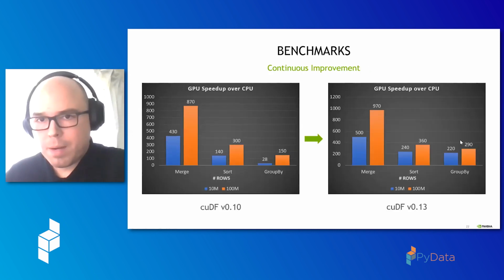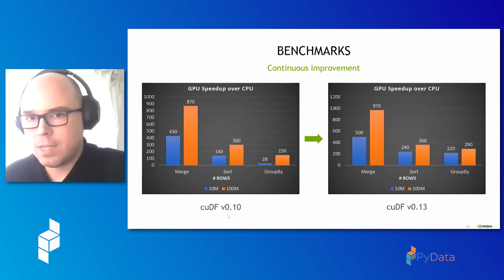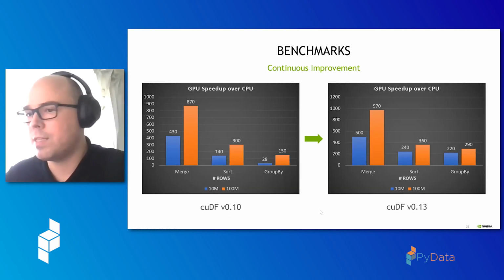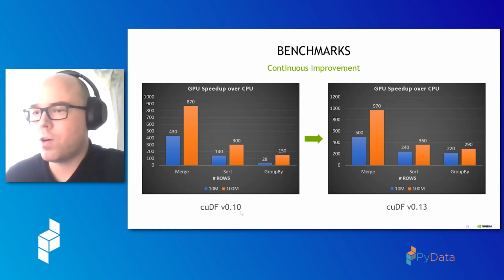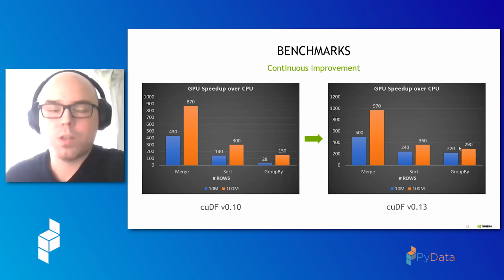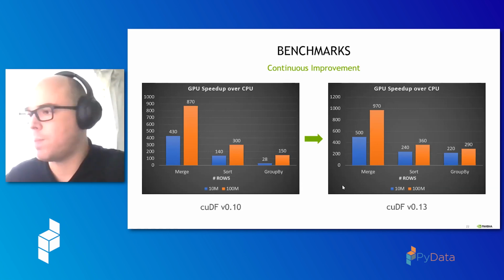But bear in mind, cuDF is still quite young. Right now, we're at release 0.16. So you should expect further acceleration. What this slide shows you is the progress that we've made between versions 0.10 and 0.13. You can see that for merge, we've moved from 870x speedup to 970x speedup. For group by, from 150x speedup to 290x, and there is still much more work that we need to do. So you should expect further improvements in RAPIDS performance on exactly the same hardware.